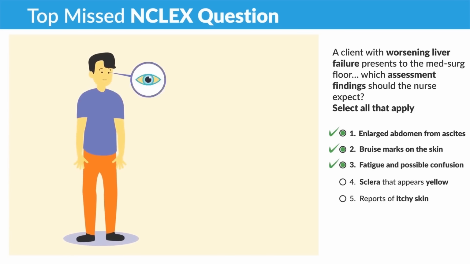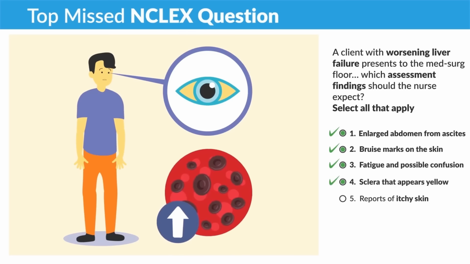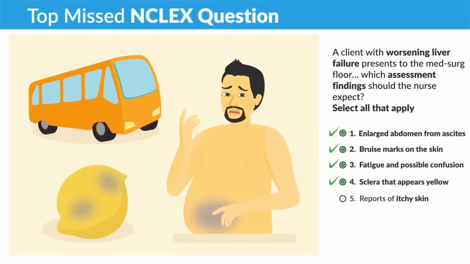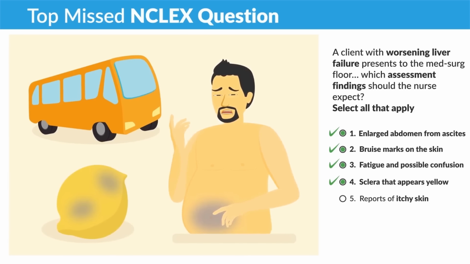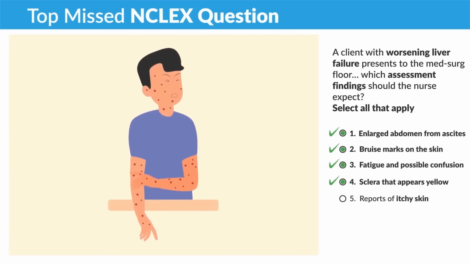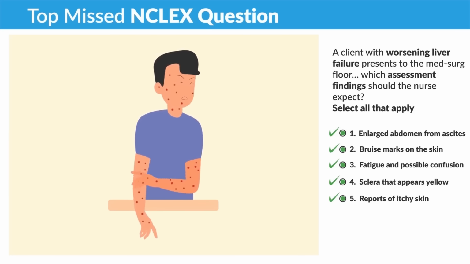How about sclera that appears yellow? Yes, from jaundice. Remember that building up of bilirubin inside the blood makes the entire skin look yellow like a school bus. So just think of your patient like a little lemon here. It's big and it's yellow and it might have some bruising. And very lastly here is reports of itchy skin. Yes, from all those toxins building up inside the blood.